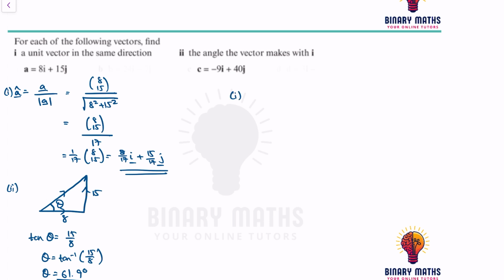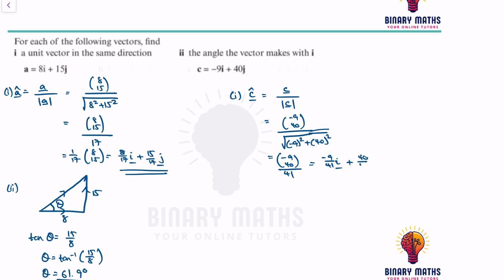Do the same thing with C. So the unit vector of C is equal to C over the magnitude of C, which is equal to (minus 9, 40) all over square root of minus 9 squared plus 40 squared, which gives us 41. So (minus 9, 40) divided by 41, which gives us minus 9 over 41 i plus 40 over 41 j.